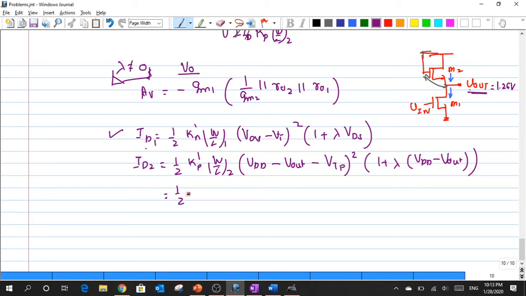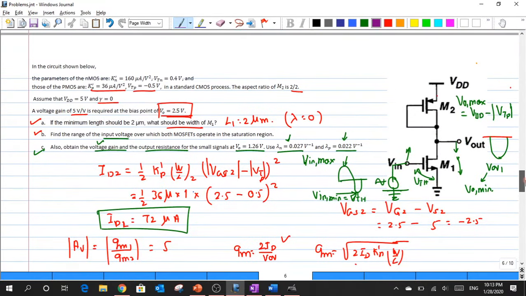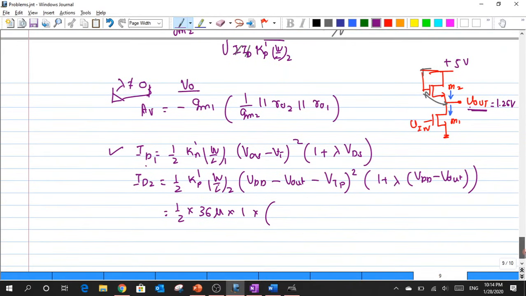After doing pretty much all the algebra of substituting these values, I think VDD was 3 and the current value of Vout is 1.26. So was it 3? I think the present value, yeah, the VDD was 5 volt. So the VDD value was 5 volt, so I would be using that. Okay, so 5 minus 1.26 would end up having a value which is 3.74, and the VTP value is basically 0.5.